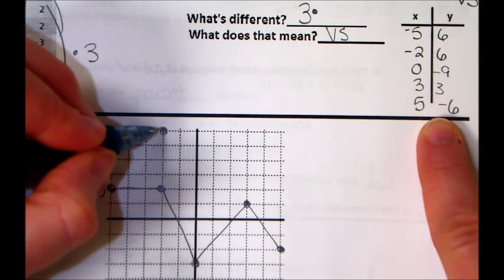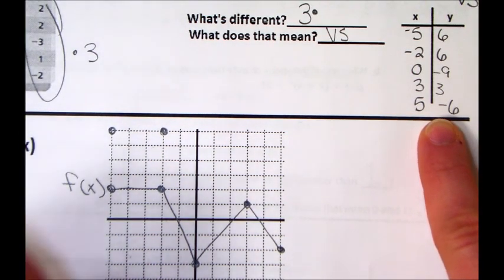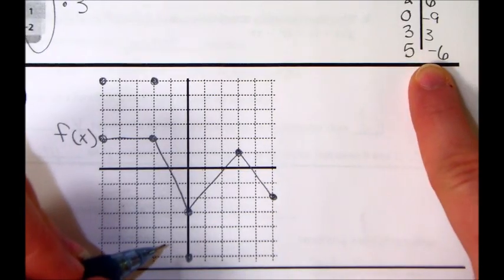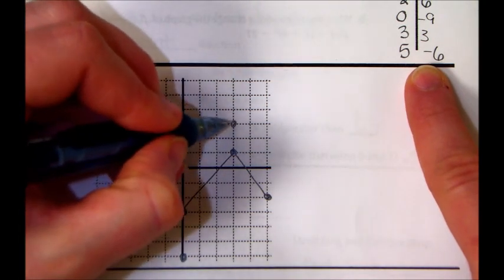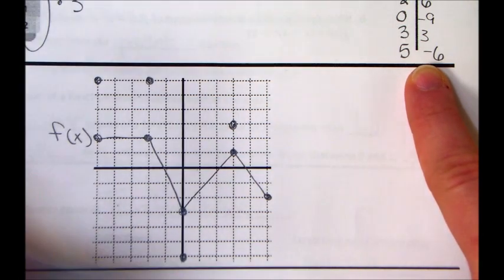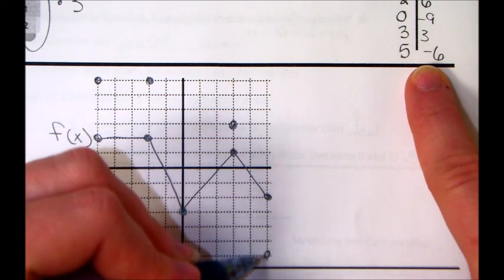Negative 2, 6, much taller. 0, negative 9, much taller. Whoa, way down there. 3, 3, again, much taller. 3 times as tall, hopefully. And negative 6 is going to be way down here.